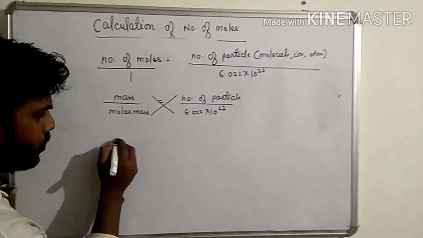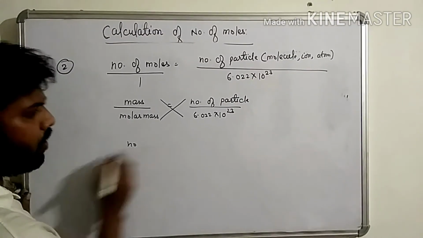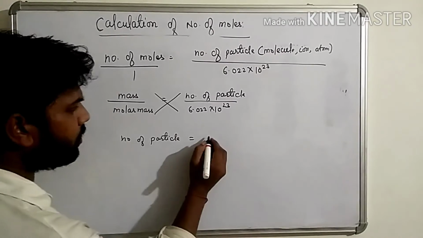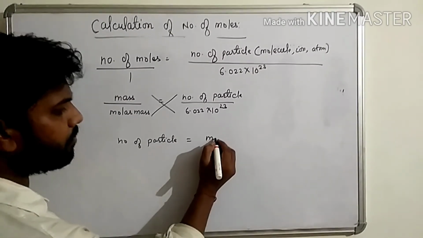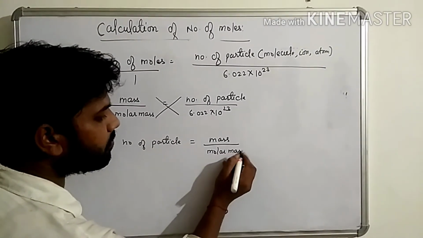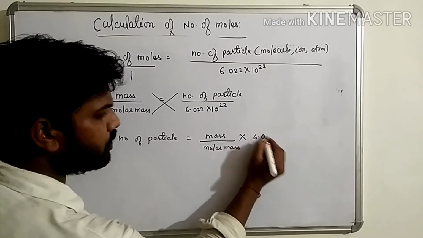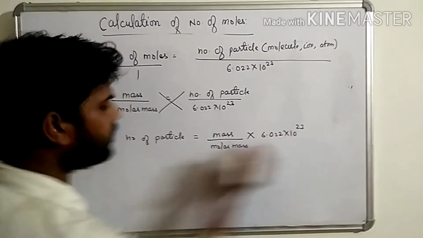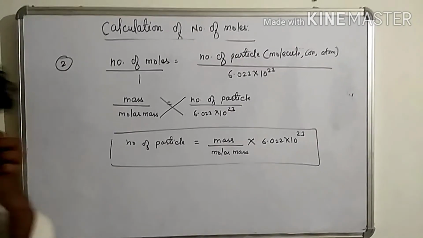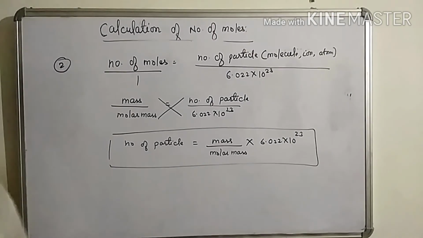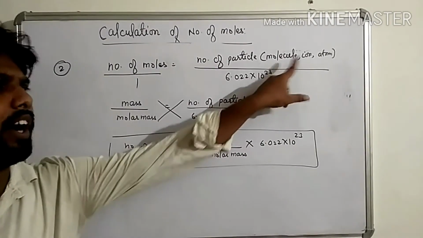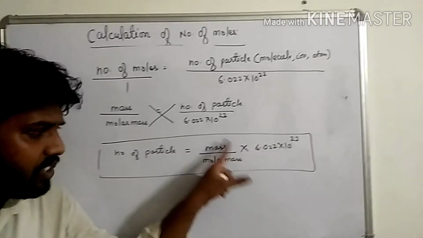Cross multiply. So here number of particles will be mass by molar mass into 6.022 10 to the power 23. Now write another formula children. This formula shows how we can calculate the number of molecules, number of ions, number of atoms if mass is given there children.